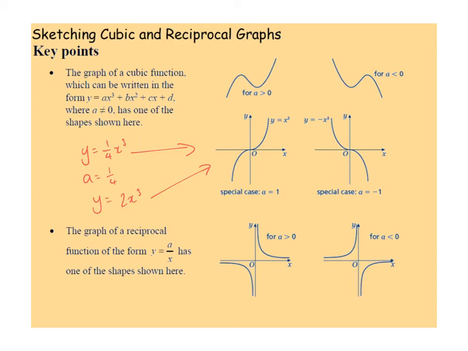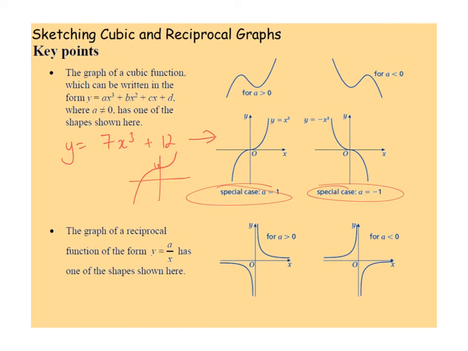And in fact, if you want to take that a step further, you could also say that the graph of y equals 7x cubed add 12 would look very similar to this graph here, apart from it would be more like this, where this point is 12. It would be a translation of the graph y equals 7x cubed. So be careful about these claims. I'm not sure that I agree with them.